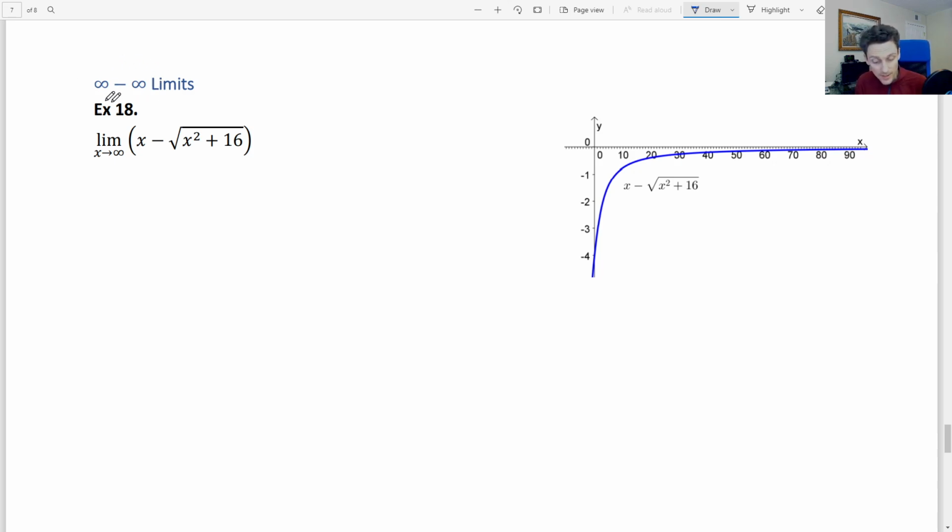Okay, so let's look at another situation where we have indeterminate limits. We saw 0 over 0. We saw infinity over infinity. And we are now going to see an infinity minus infinity indeterminate limit. Infinities, again, are not specific numbers. So we can't just say infinity minus infinity, well, that must be 0. Infinity is not a specific number.